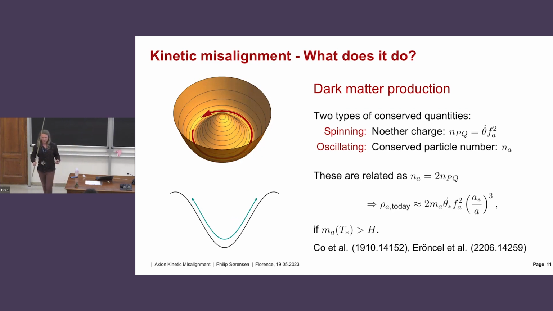Then you get a relic. And this looks very much like the relic you got from standard misalignment. But the point here is that the time you start redshifting from isn't set by competing with Hubble, but by theta dot competing with m_a. So by choosing your initial velocity, you can choose when this starts redshifting from. This way, you can get a much larger relic density.